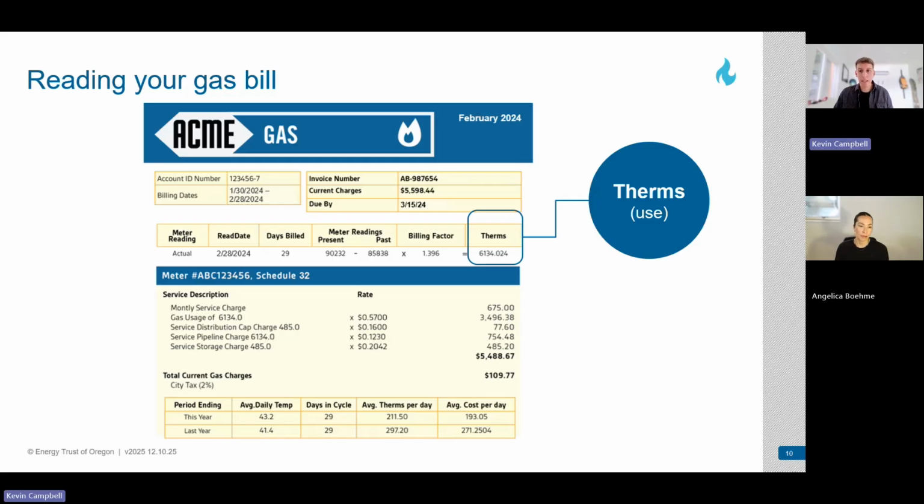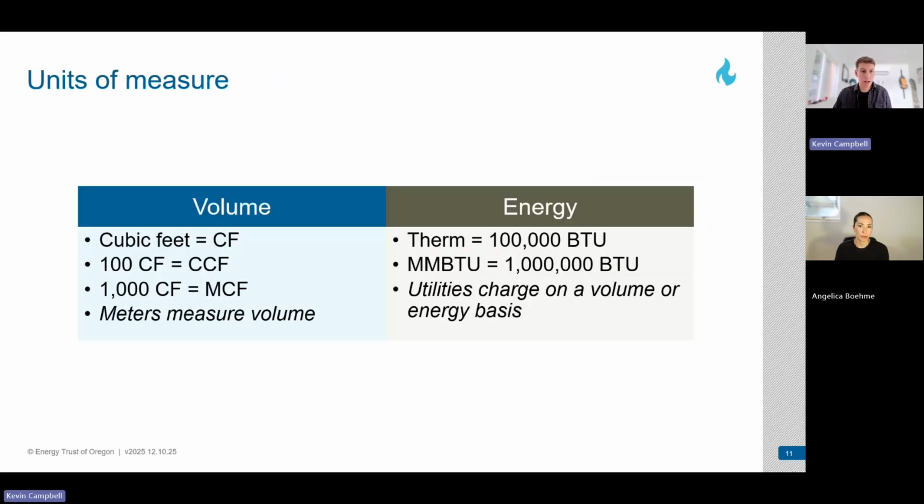Okay, so let's dig a little bit more into some of these units of measure. We talked a little bit about how the natural gas meter measures gas volume. Now you might see that show up in your natural gas bill in cubic feet, which is CF, or 100 cubic feet, which is CCF, or even 1,000 cubic feet, which is MCF. However, you don't get billed based on volume of natural gas delivered. You get billed based on energy content. That usually is represented in therms, right?